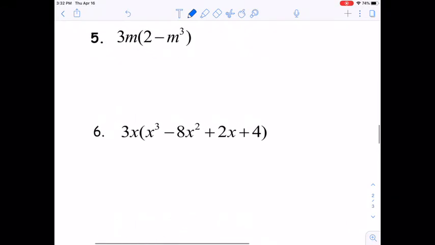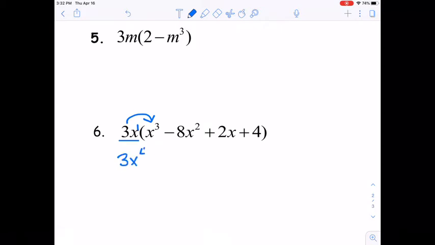Notice here, again, I have a monomial on the outside that is multiplied times a polynomial. So again, I'm just going to distribute it to each term in the parentheses. 3x times x to the third is 3x to the fourth. 3x, here I'm multiplying times negative 8x squared. That sign before the term goes with it. 3 times a negative 8 is negative 24. And then x to the third, add the exponents.